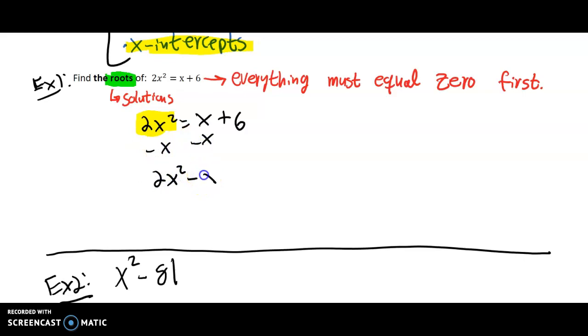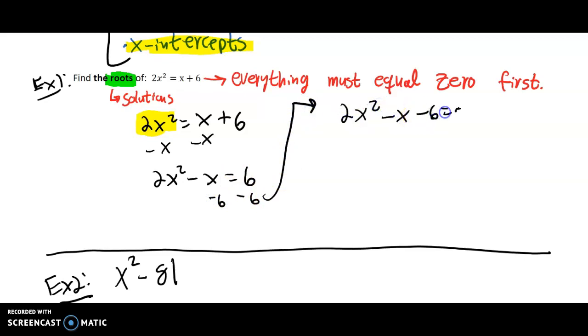2x squared minus x. Remember, x squared and x do not combine. They're two different terms. Now I'll take away the 6. And we end up with 2x squared minus x minus 6 equals 0. Great. This looks like something we know how to solve now. We know that we're solving it because we saw the word roots. We moved everything to one side. We're now ready to solve.